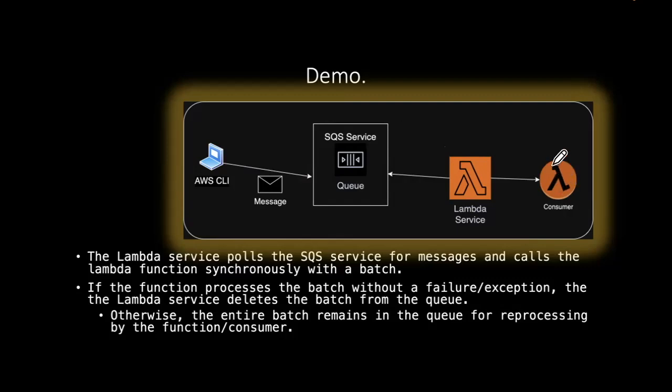And that's why the Lambda function implementation needs to be idempotent, because it could potentially receive the same batch of messages more than once.